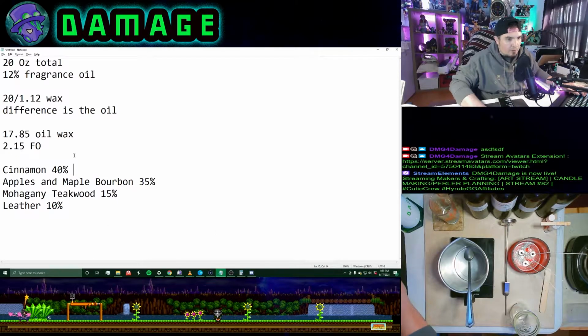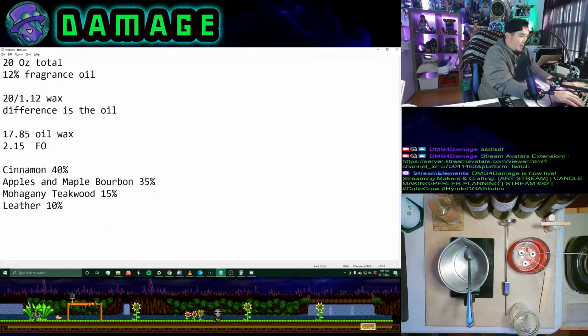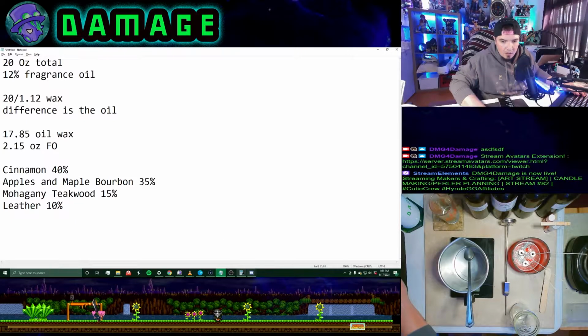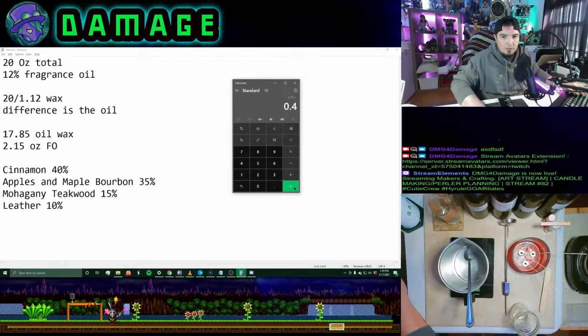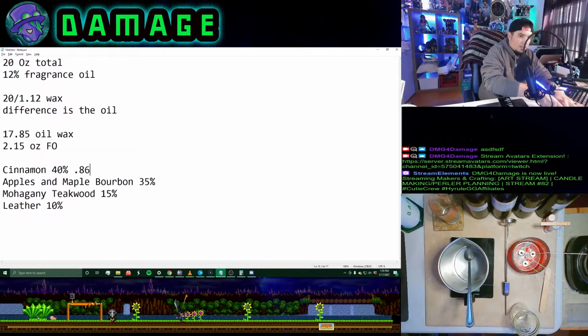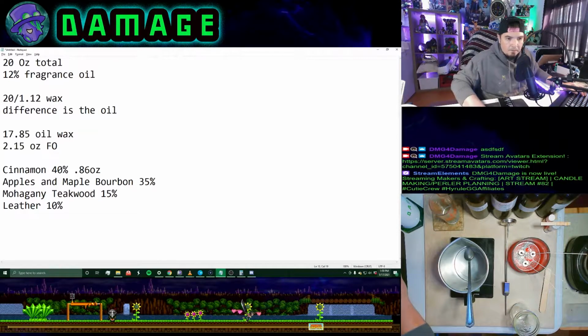So if my oil is 2.15 ounces fragrance oil, I need to do 2.15 times 0.40. So I need to do 0.86 ounces of cinnamon.